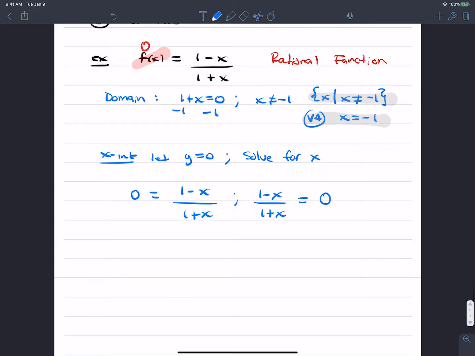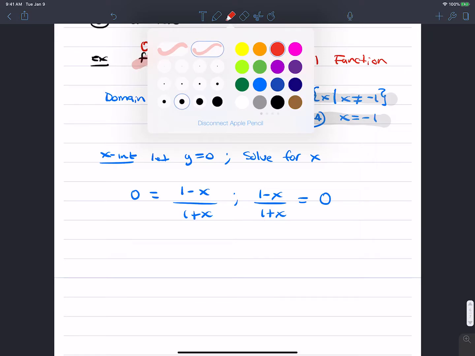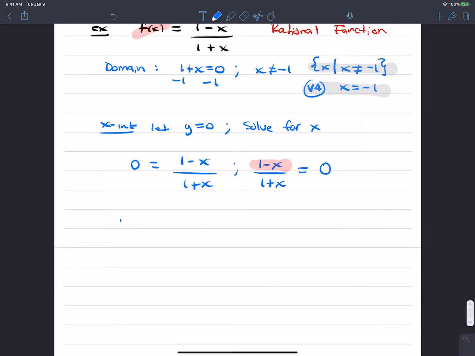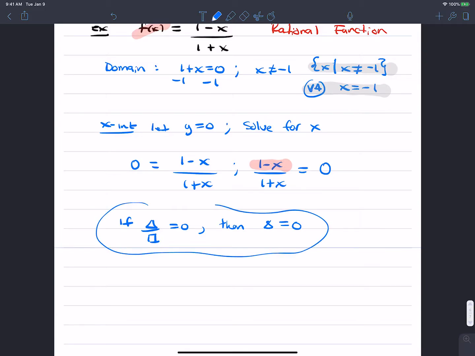And again, we're going to say that this is a fraction, and a fraction that's equal to 0 only happens when your numerator equals 0. Okay? The fraction is undefined when the denominator is 0, but a fraction equal to 0 only happens when that numerator is 0. So if you recall, I usually give this to students. If you have a fraction and that equals 0, then what that means is that numerator is actually 0. So that's what we're saying here. Okay, so this is something you guys can remember.